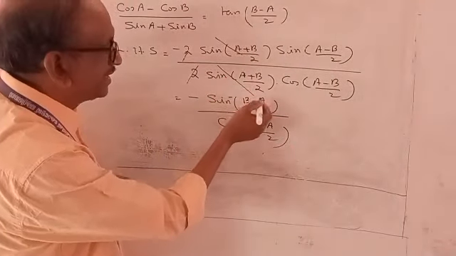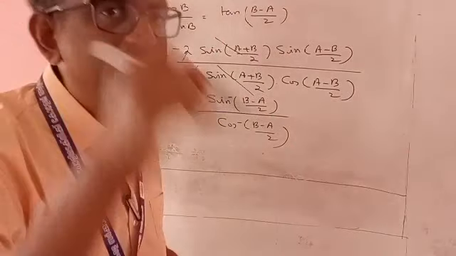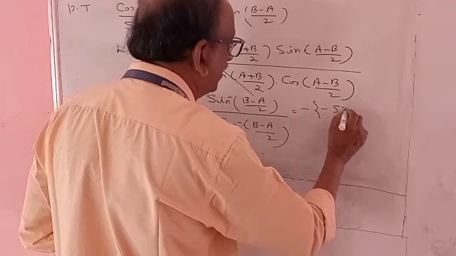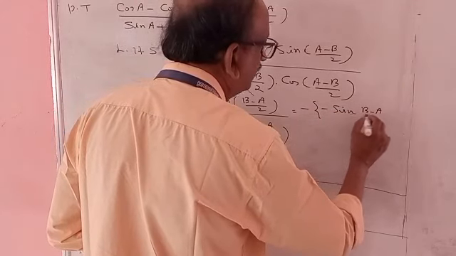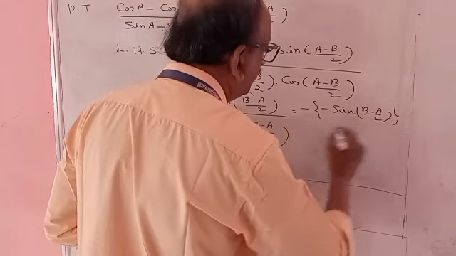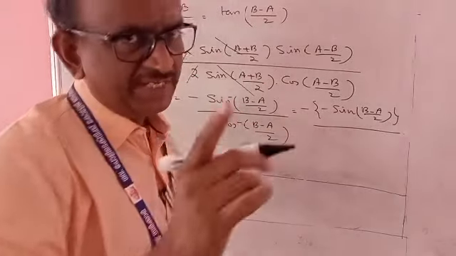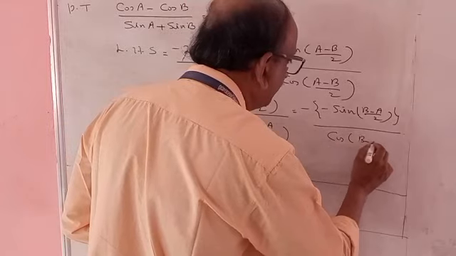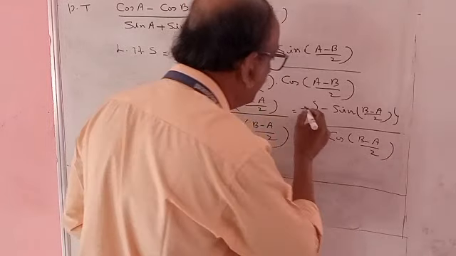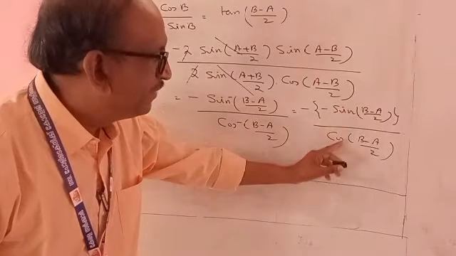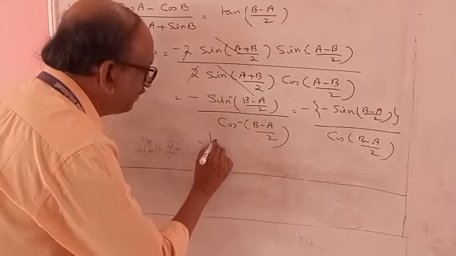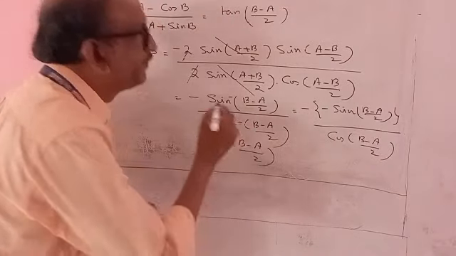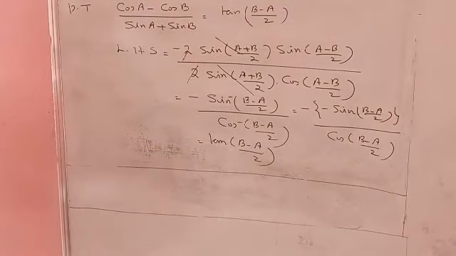This is sin minus theta. Sin minus theta is minus sin theta. Therefore minus sin (b minus a)/2 divided by cos minus theta is same as cos theta. Cos (b minus a)/2, minus minus plus, sin by cos is tan (b minus a)/2. This is the right hand side.